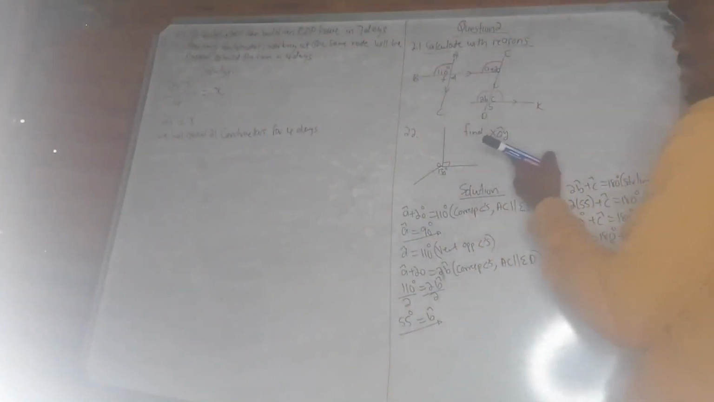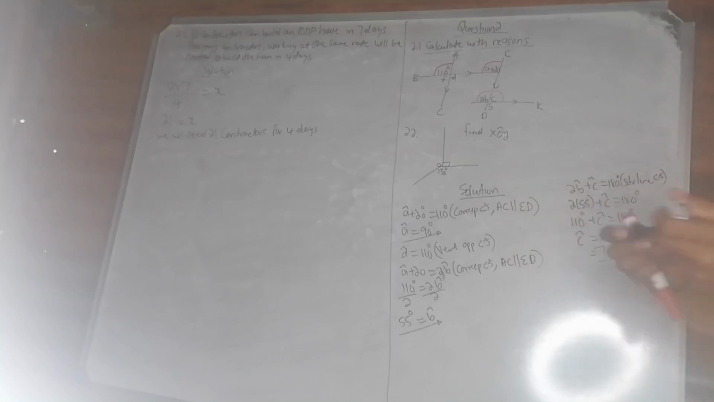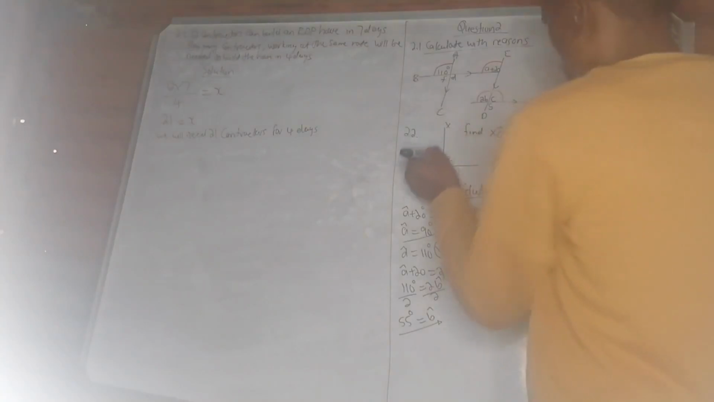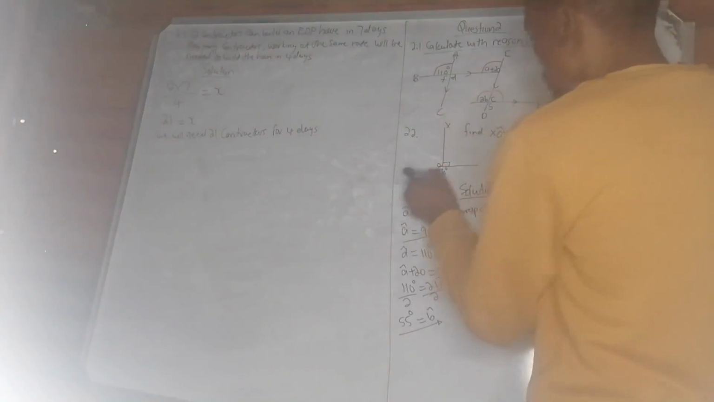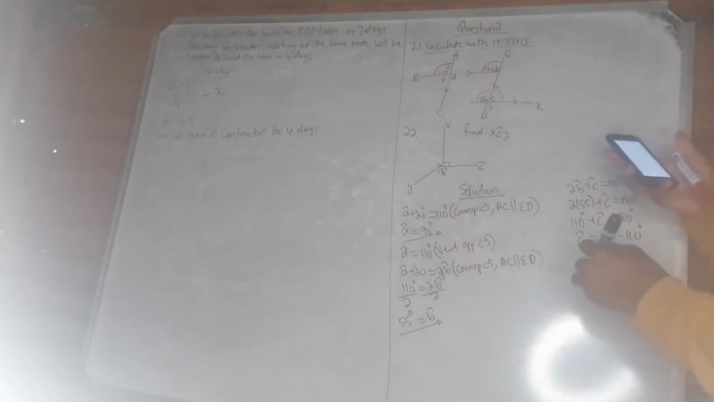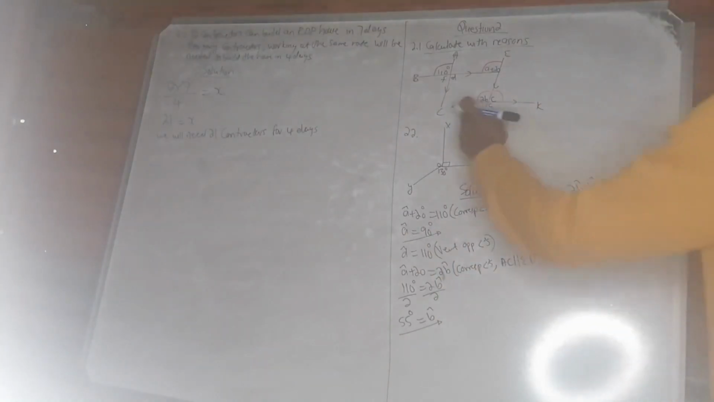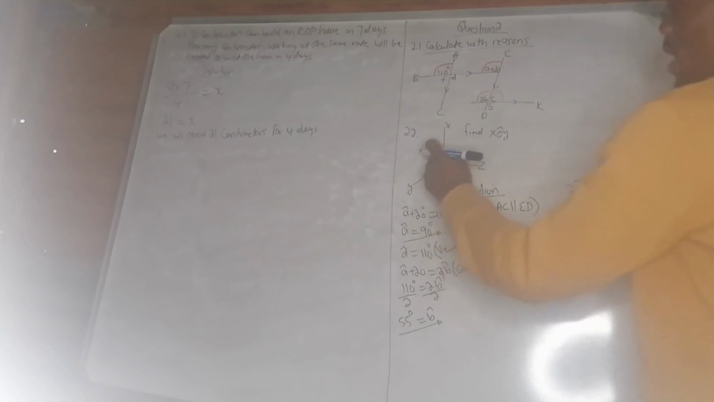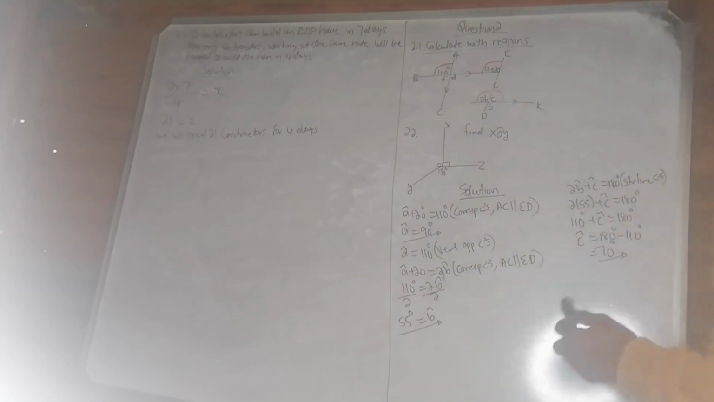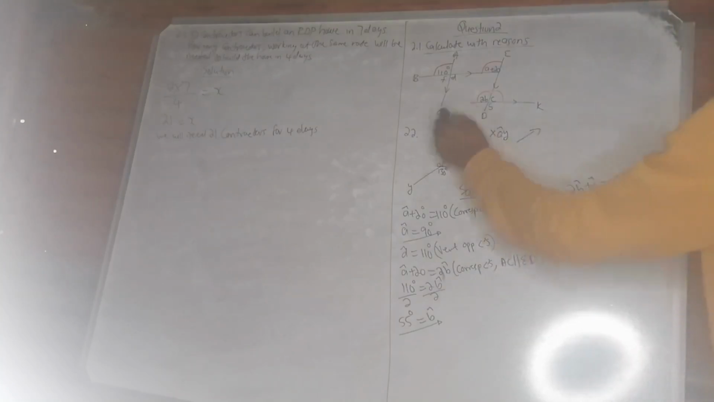Find in triangle XYZ, what about angle XOY? What about angle O in that triangle XOY? How do I find that angle O?